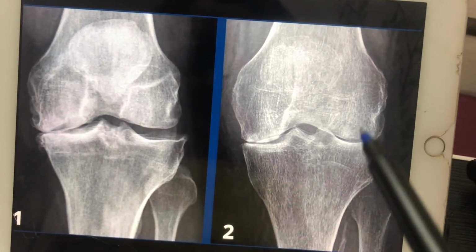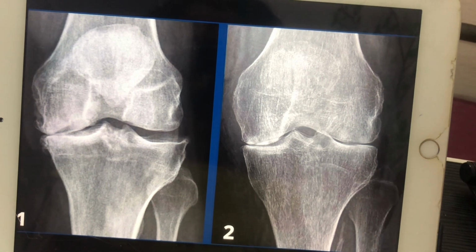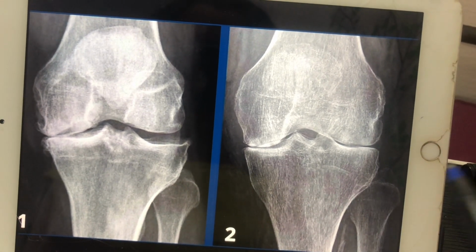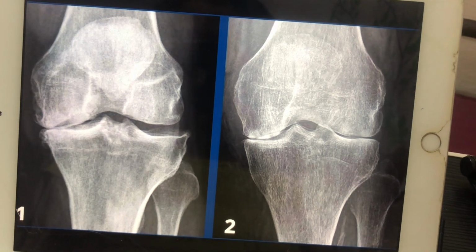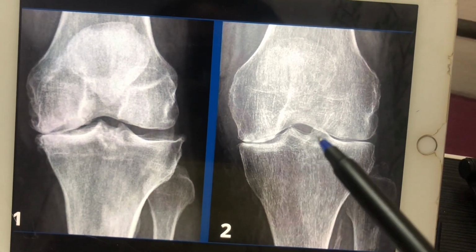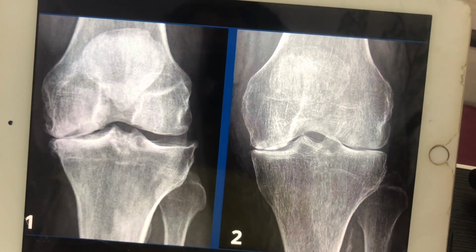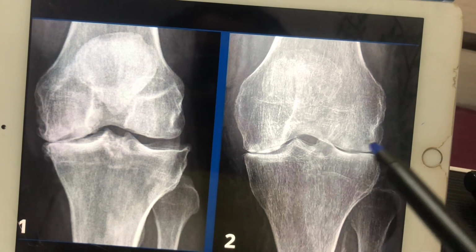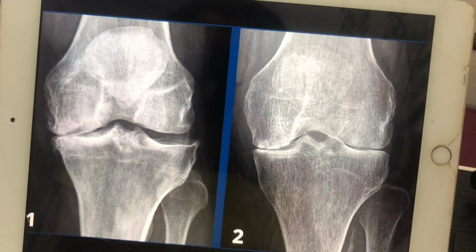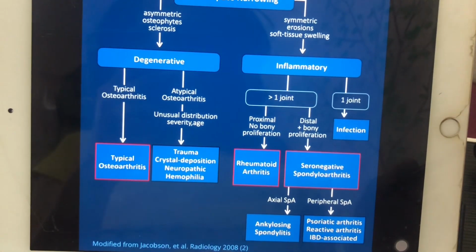In contrast, in this radiograph you can see diffuse symmetric narrowing of the knee joint space, medial as well as lateral. So this is more suggestive of an inflammatory arthropathy. What happens in inflammatory arthropathy? The entire joint is lined by articular cartilage and synovium. So it is a diffuse process of the articular cartilage as well as the synovium. Therefore, the entire joint space is symmetrically narrowed. So that is the first step that we have to do.